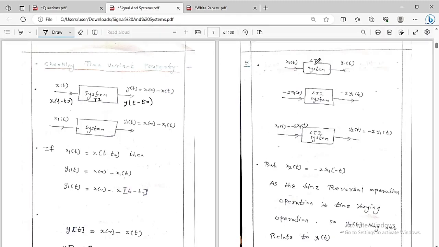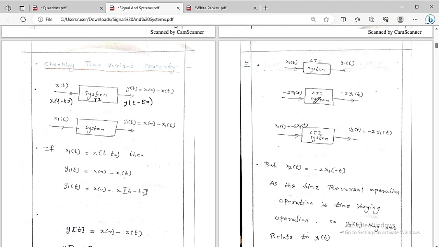As you can see clearly, this is the LTI system already given. For this LTI system, if the input is x1 of t, the output is y1 of t. For the same LTI system, if the input is minus 2 into x1 of t, the output is minus 2 into y1 of t, because I've already told you, if the input is multiplied by some scalar quantity, the output is also multiplied by the same scalar quantity. The scalar quantity is minus 2. Suppose minus 2 into x1 of t is x2 of t, then this will be y2 of t.